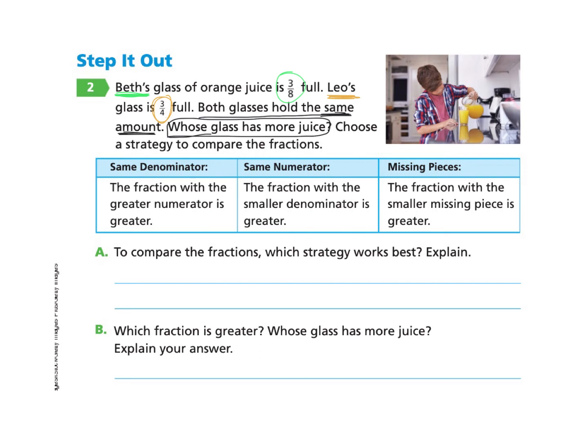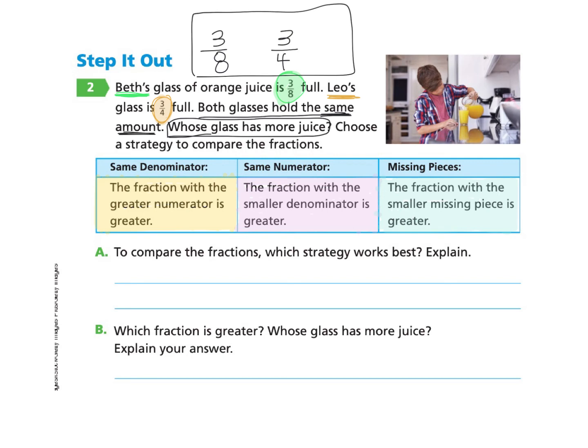Let's take a look at each strategy. The first one says same denominator. The fraction with the greatest numerator is greater. Let's take a look at the next strategy, same numerator. The fraction with the smaller denominator is greater. Now let's look at missing pieces. The fraction with the smaller missing piece is greater. Okay, let's go back to our problem. We know that Beth's glass of orange juice is 3/8 full. We also know that Leo's glass is 3/4 full. So these are our two fractions.